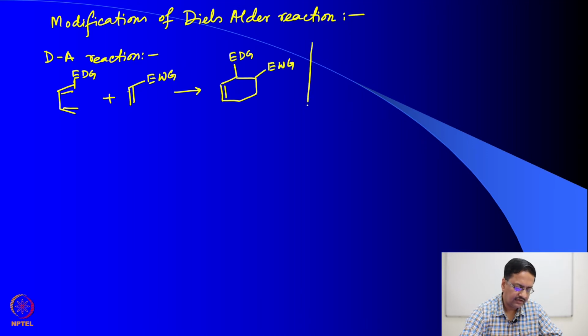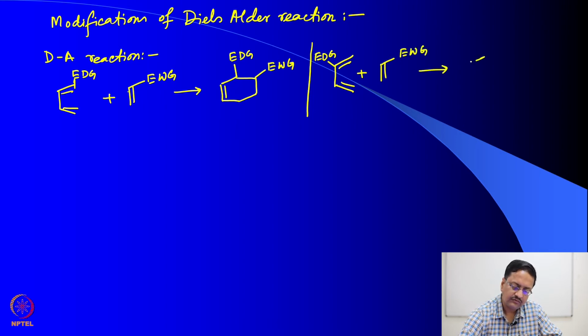and the other combination, where the electron donating group is at a different location with respect to the diene and the electron withdrawing group is there as usual. The product that you get is nothing but a 1,4 product.